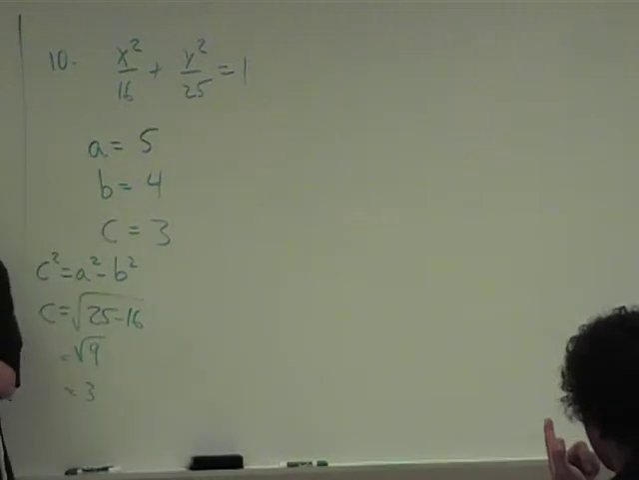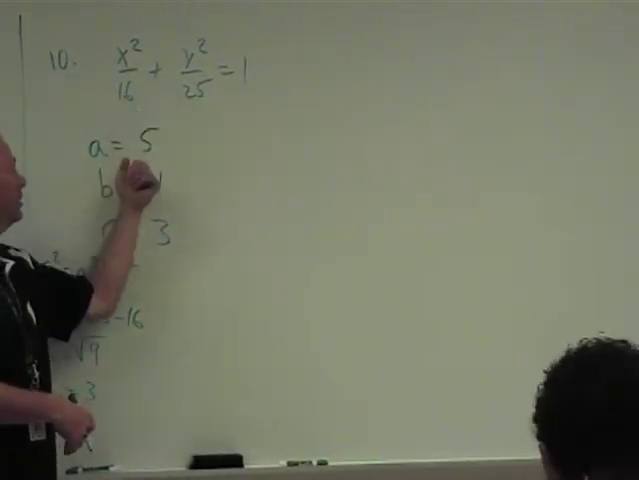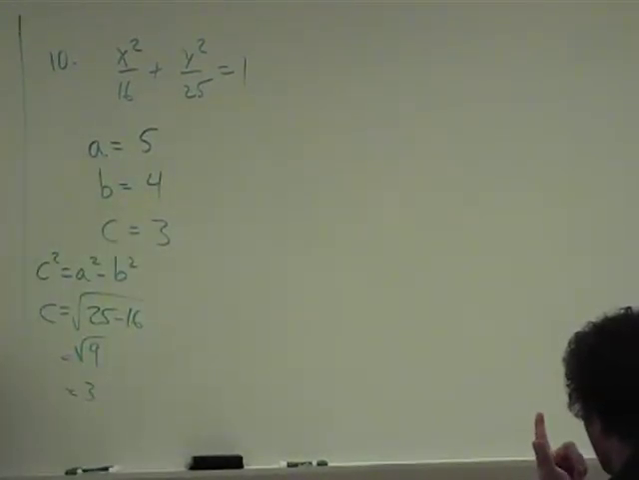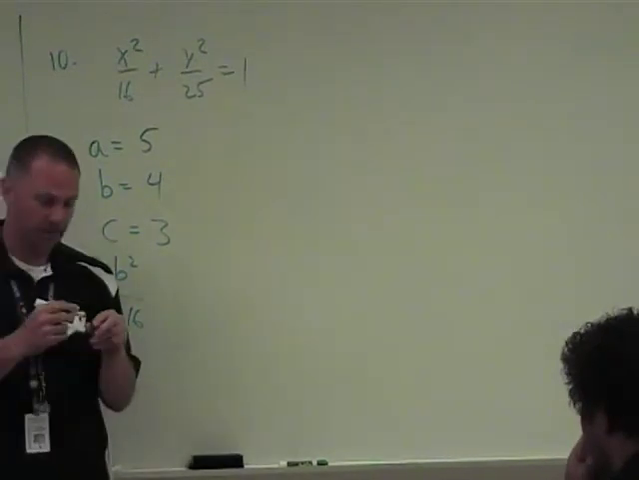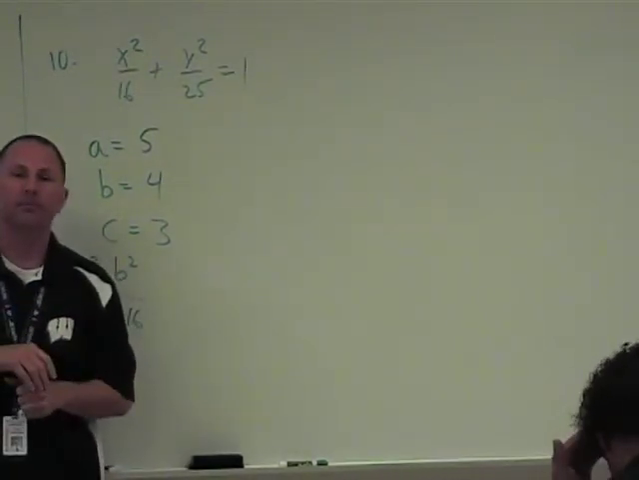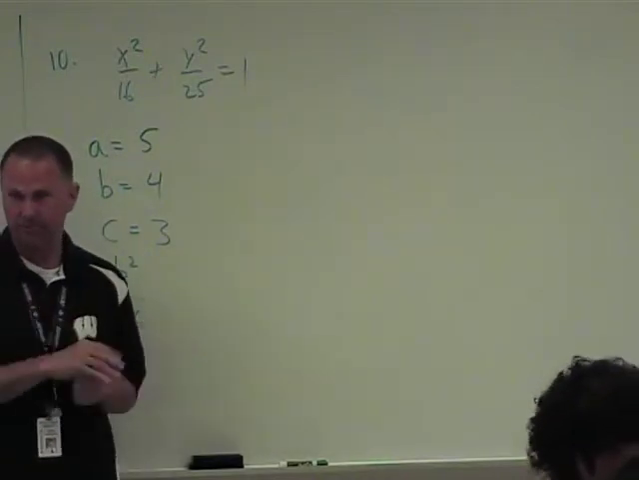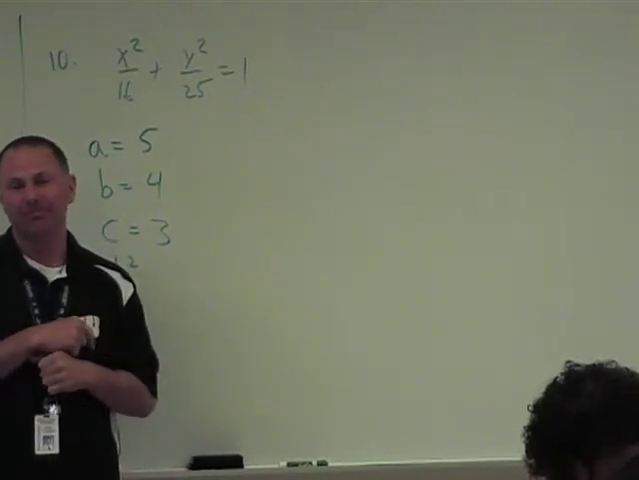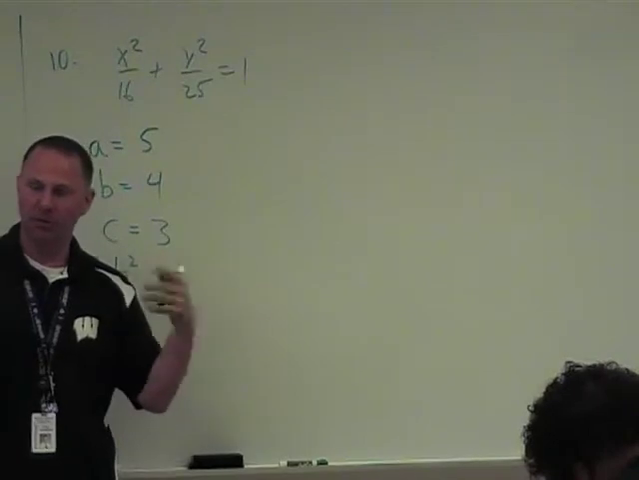Wait, so why is A the y line? These are squared. So to get just A, you gotta take the square roots. So why wouldn't A be 4? Because A squared is always the largest number. Would that be plus or minus 3? Yes. To answer your question, because you're going both directions.